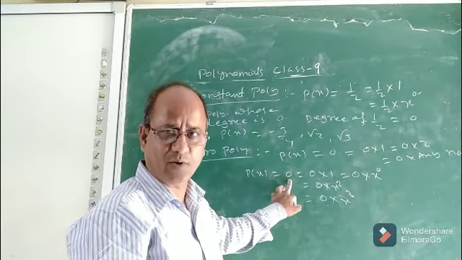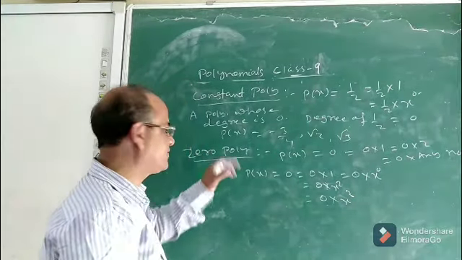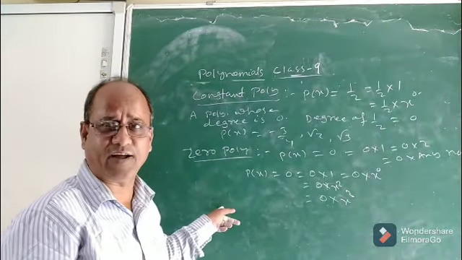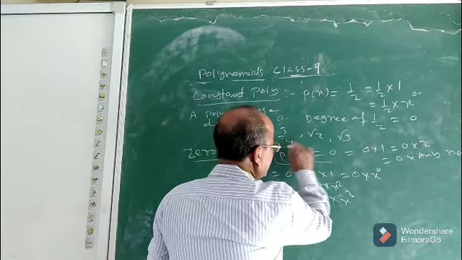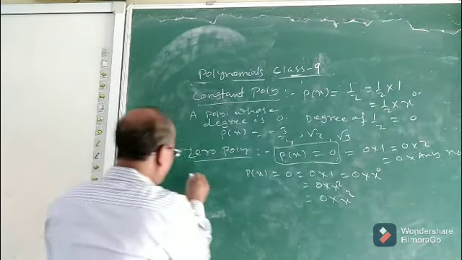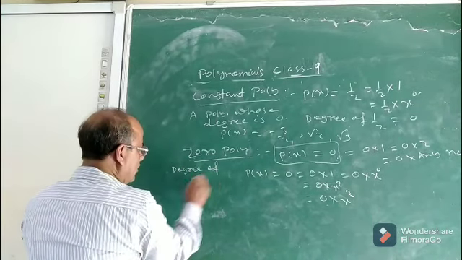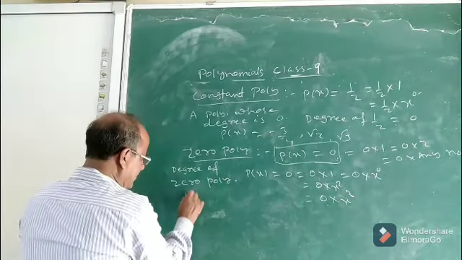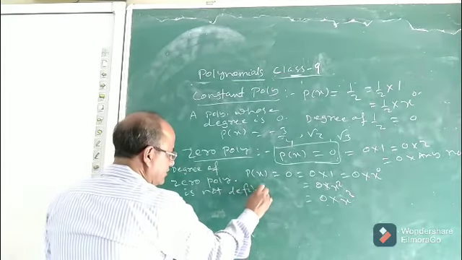0 is called a zero polynomial because its degree is not defined. That means a polynomial whose degree cannot be defined is called a zero polynomial. So this p(x) equal to 0 is a zero polynomial, and the degree of zero polynomial is not defined.